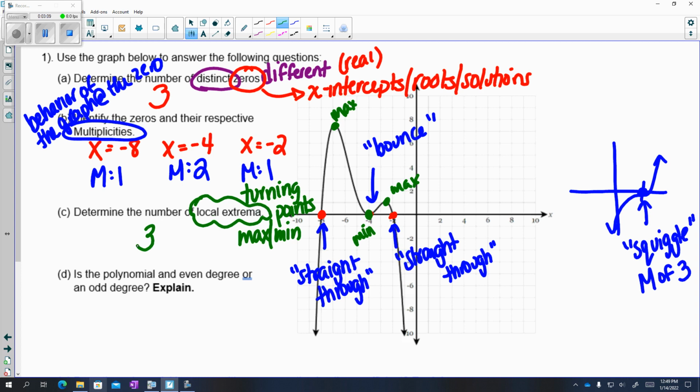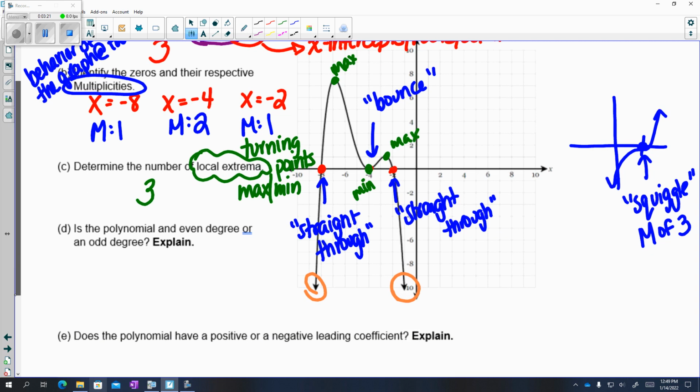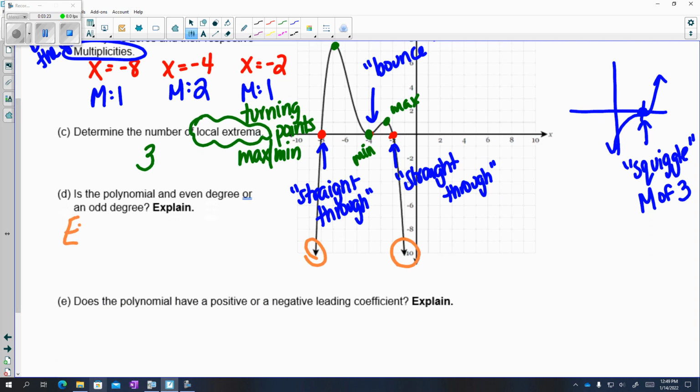Part D, is the polynomial an even degree or an odd degree? Explain. So both arrows are pointing in the same direction. So because both arrows are pointing in the same direction, this is what we have as an even degree polynomial.